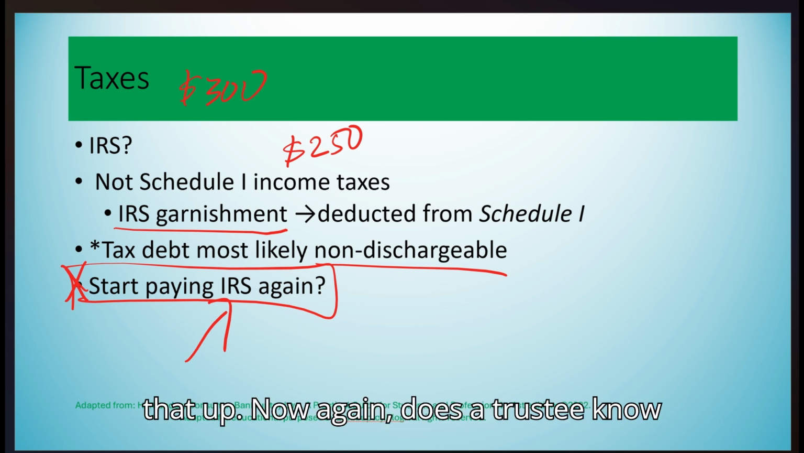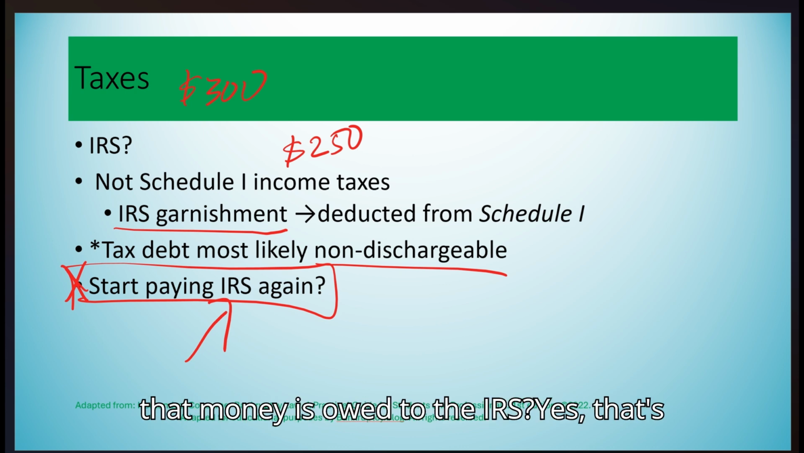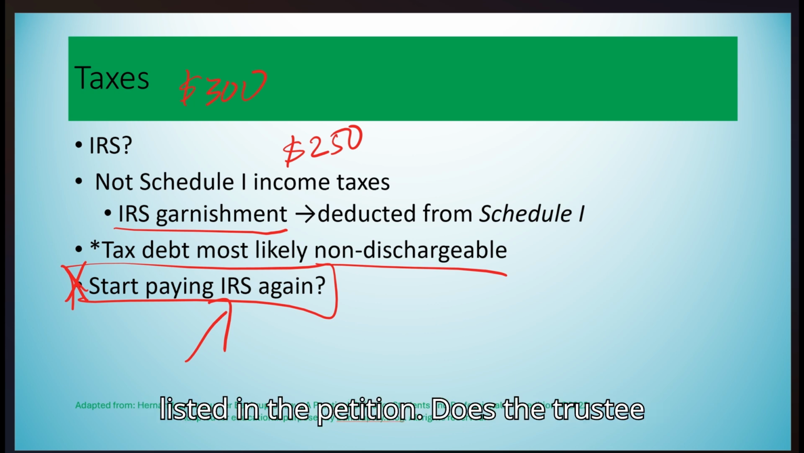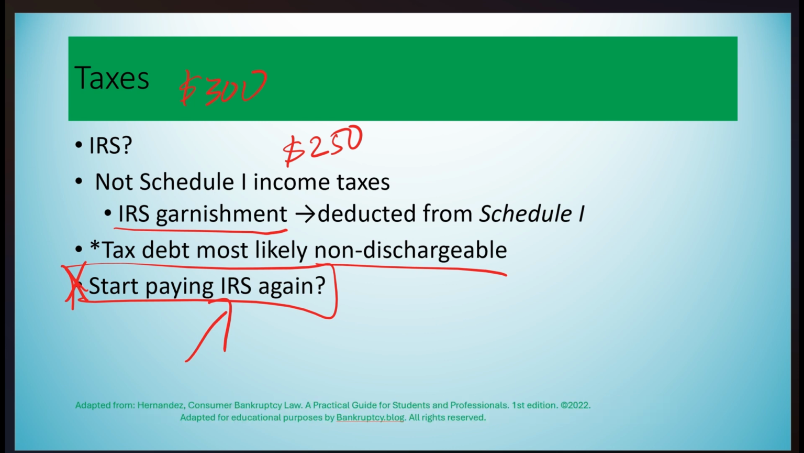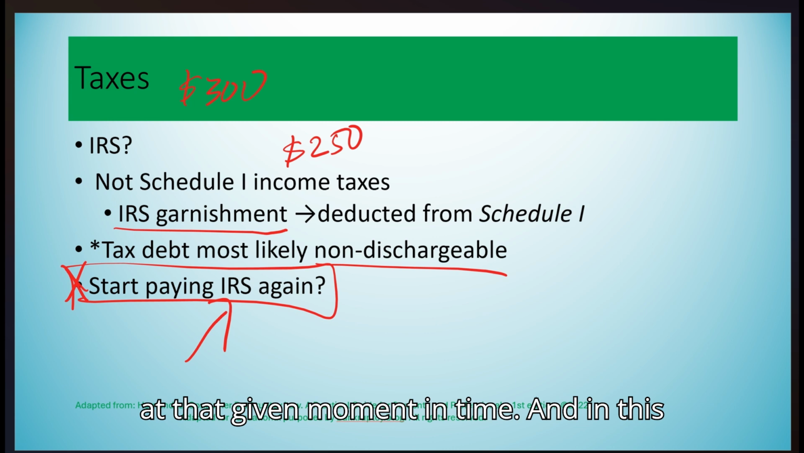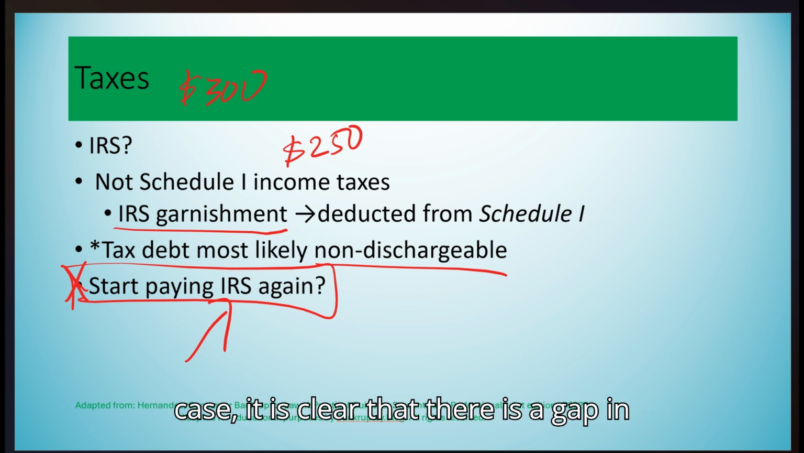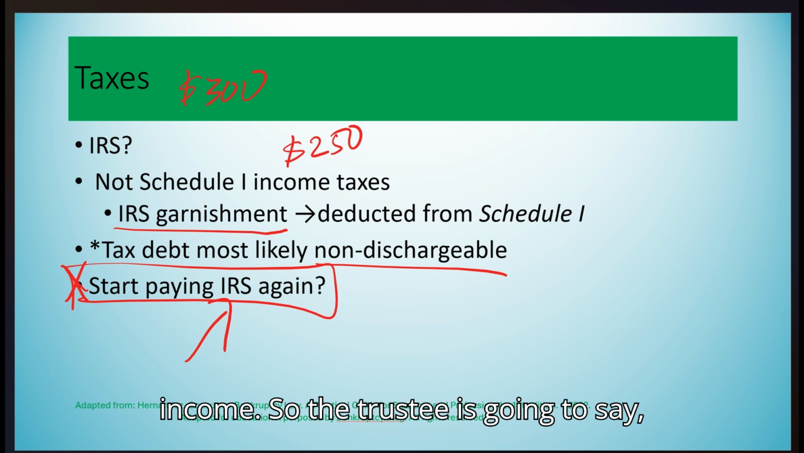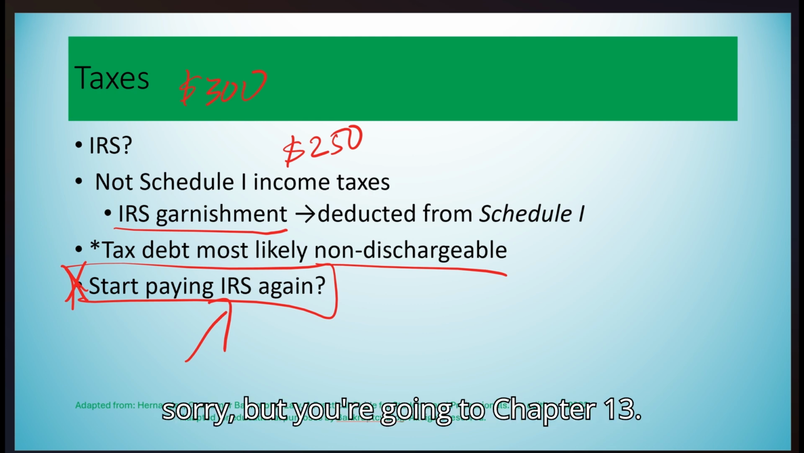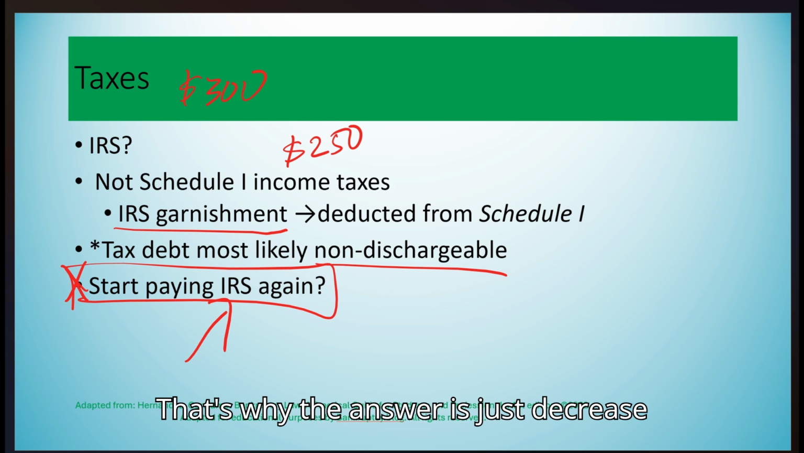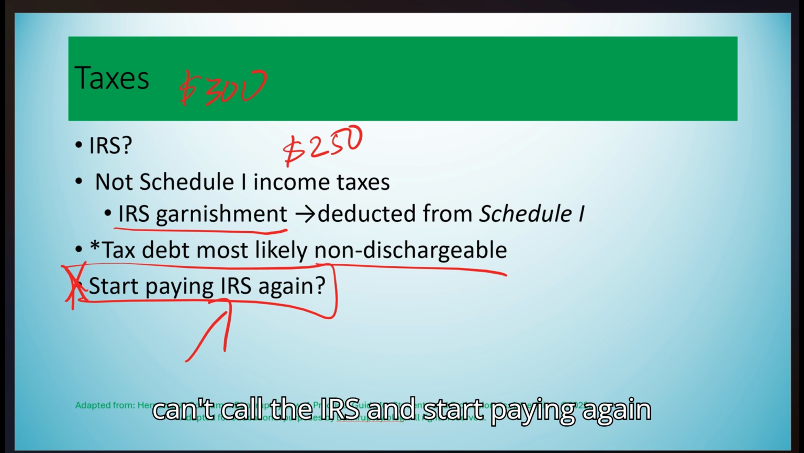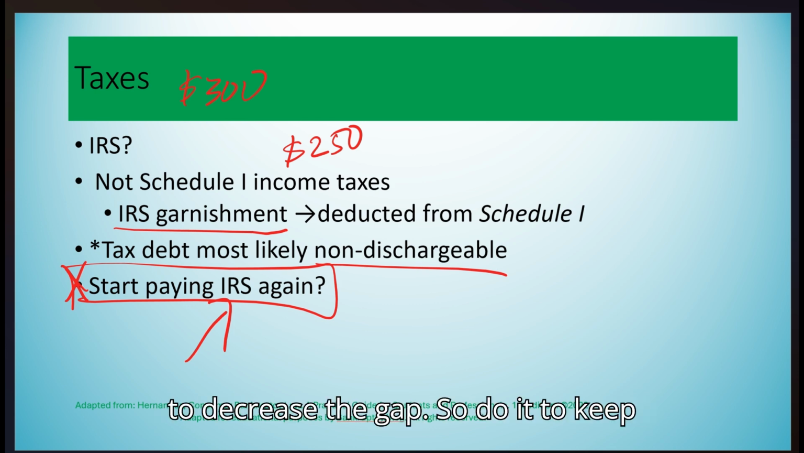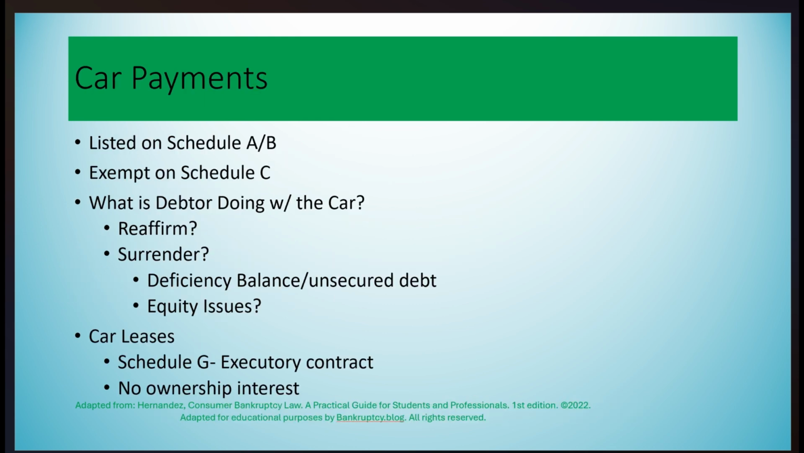Now, again, does the trustee know that money is owed to the IRS? Yes, that's listed in the petition. Does the trustee know that they're going to have to pay back the IRS eventually? Yes, but the trustee can only work what is before them at that given moment in time. And in this case, it is clear that there is a gap in income. So the trustee is going to say, sorry, but you're going to Chapter 13. That's why the answer is just decrease that gap. There's no rule that says you can't call the IRS and start paying again to decrease the gap. So do it to keep your client out of a Chapter 13.